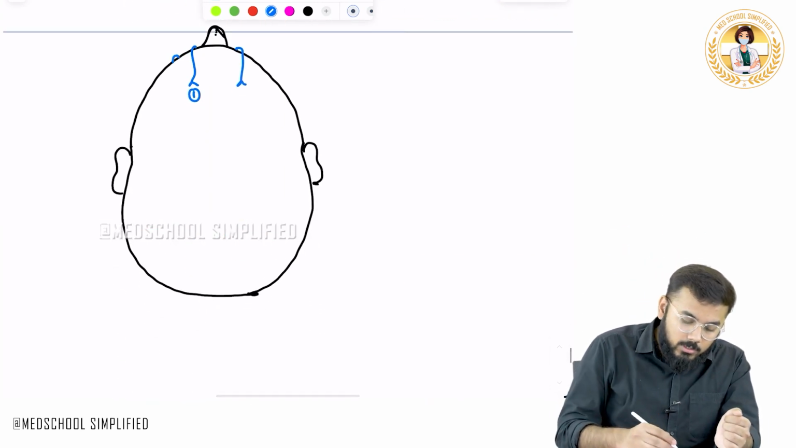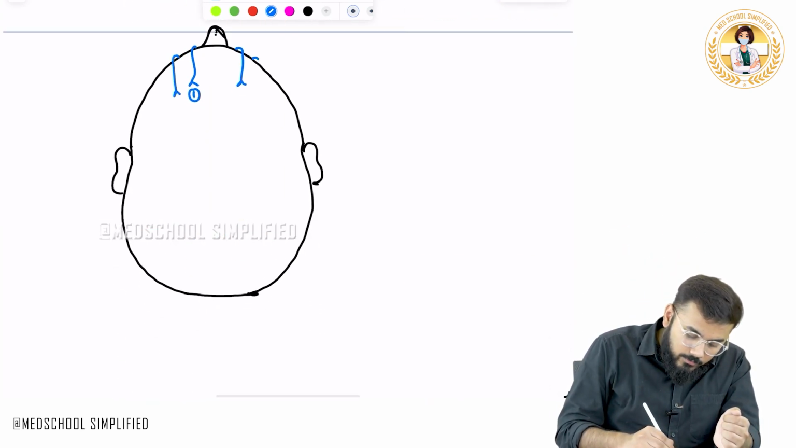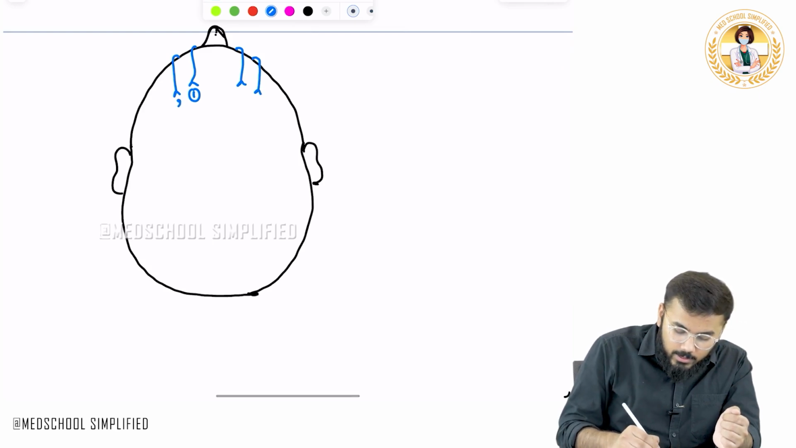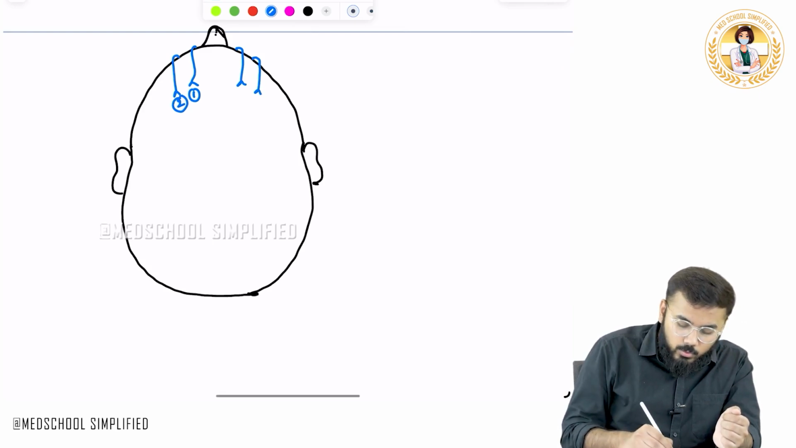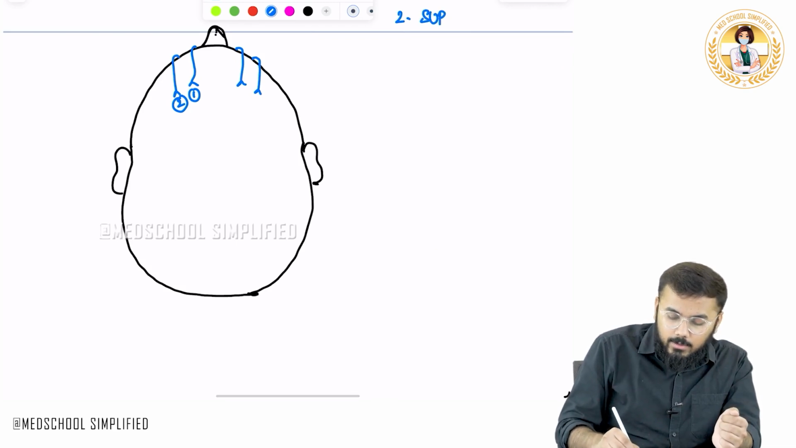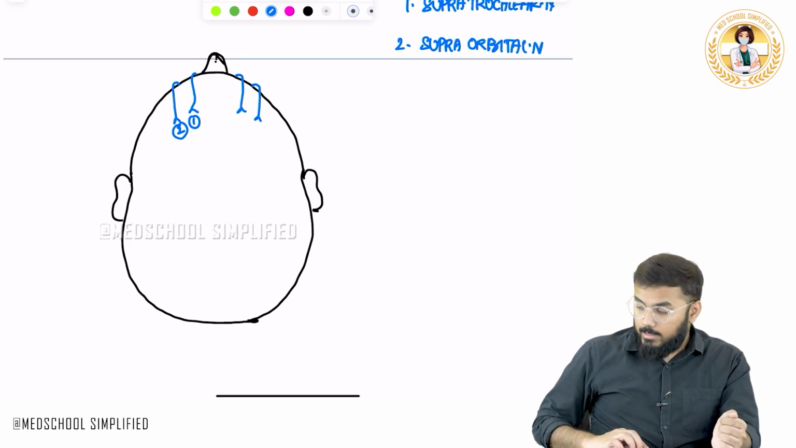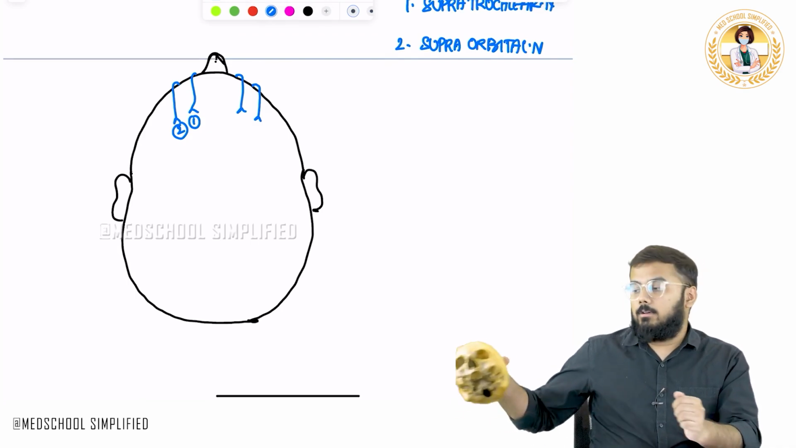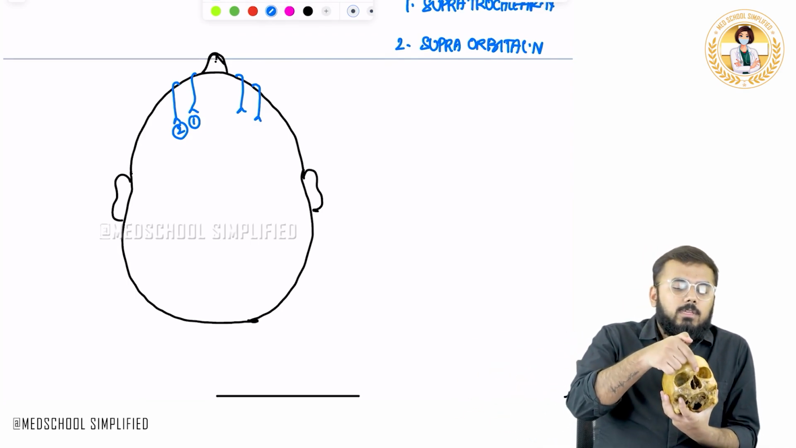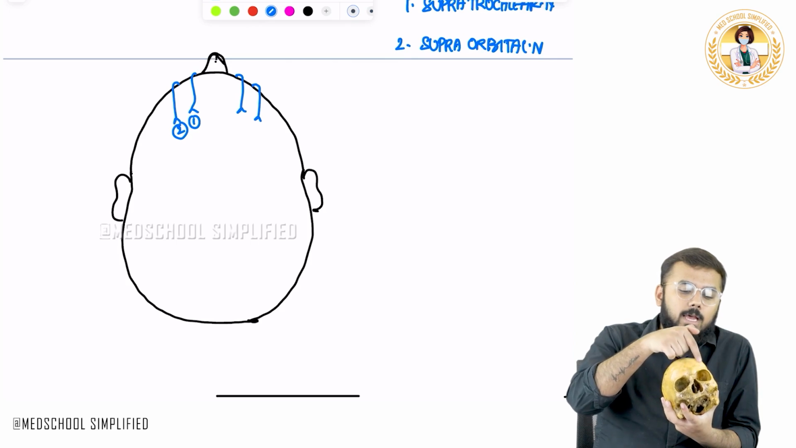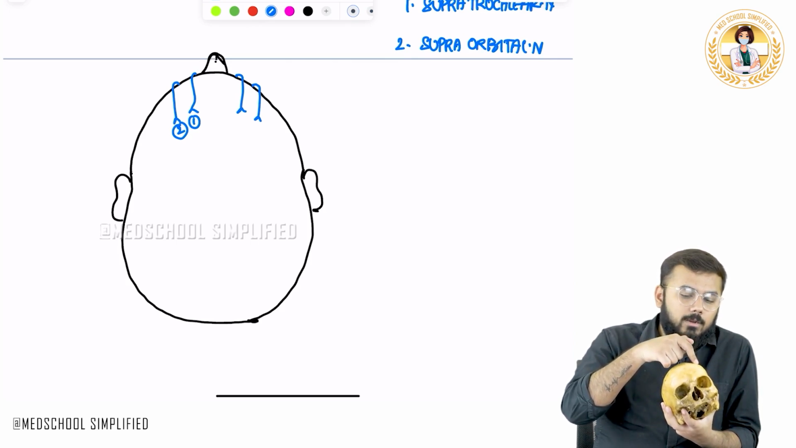Next, after supratrochlear, the second one over here, we have written as supraorbital. Why? Because it is above the orbit. Here also you have the second nerve over here, and this nerve number 2 is called the supraorbital nerve. Now coming to the next nerve: one nerve is supratrochlear, next just above the eyeball is supraorbital, right?